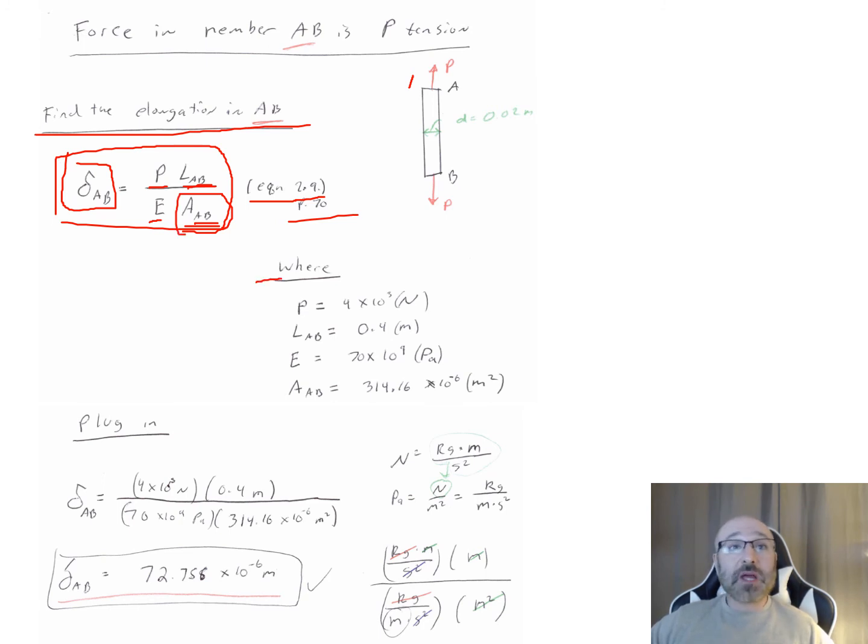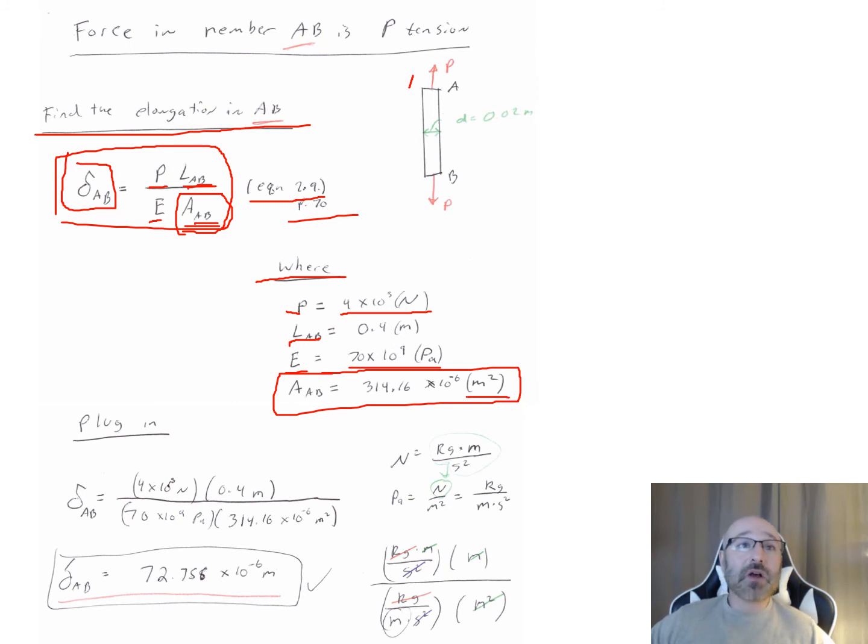With that information known, we have all of the values that we were given. Our load is given to us right here, so we can plug in 4 times 10 to the third newtons. Our length for member AB is 0.4 meters, and our modulus of elasticity is given as 70 times 10 to the 9th pascals. And we've just solved for A sub AB on our previous slide: 314.16 times 10 to the negative 6 in units of meters squared.